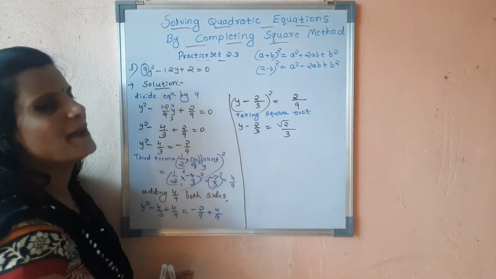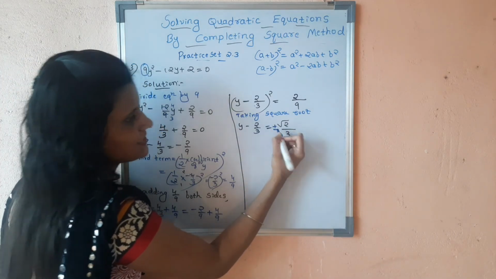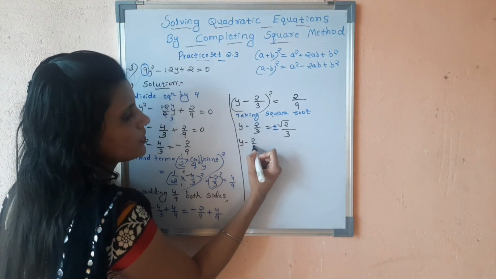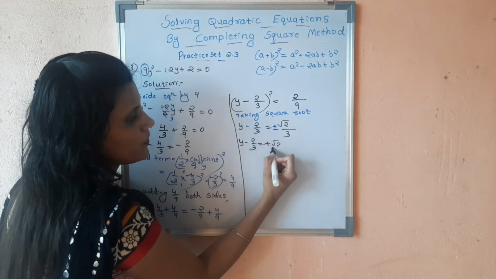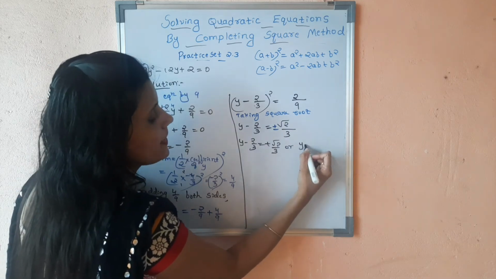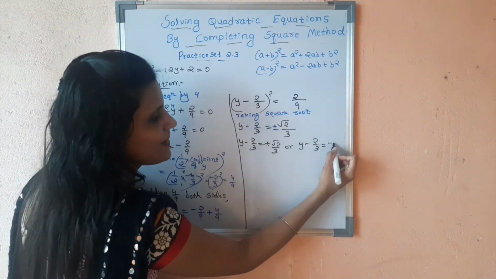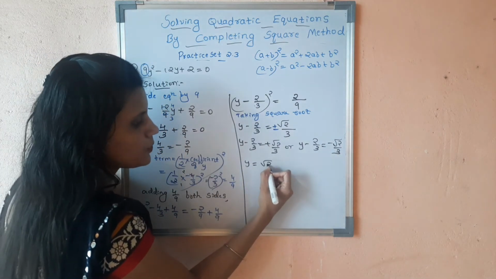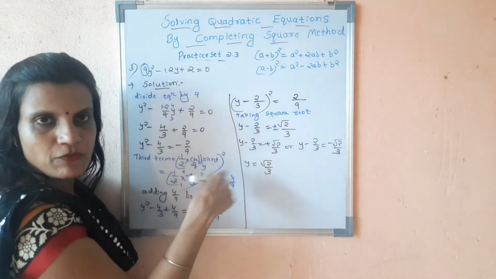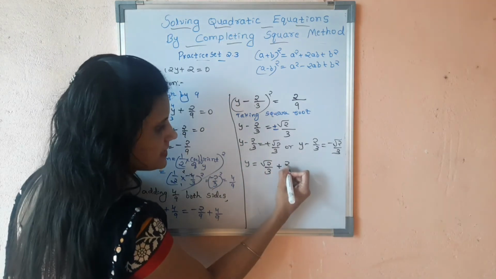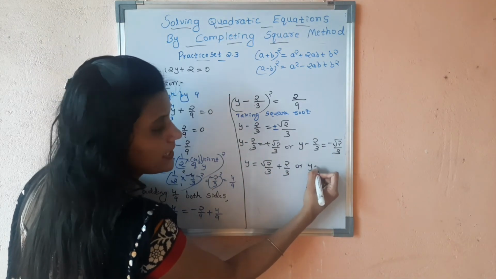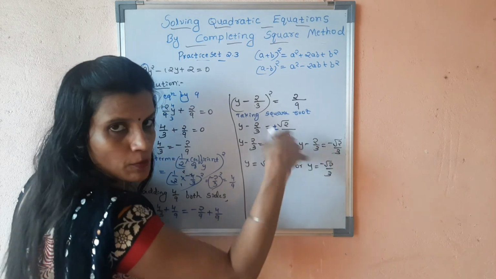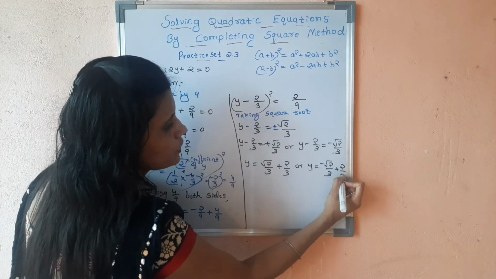What did I miss? I missed the sign, that is plus or minus. Now we can write y minus 2 upon 3 is equal to plus root 2 upon 3 or y minus 2 upon 3 is equal to minus root 2 upon 3. Y is equal to root 2 upon 3 plus 2 upon 3. If I bring this to the other side, it will become plus. Same way, y is equal to minus root 2 upon 3 plus 2 upon 3. If I bring it to the right side, it will become 2 upon 3.